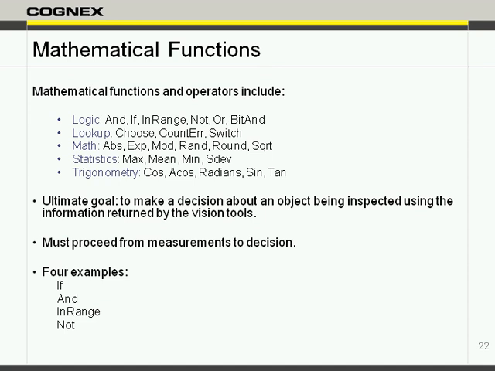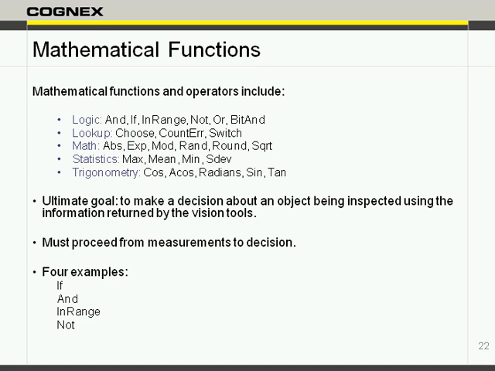So under logic, again, you would have and, if, in range, not, etc. Lookup would be choose, switch, etc. Under the math, you have more complicated functions like exponential, round, square root. You have statistical functions, mean, max, min, and then your trigonometry functions, cosine, sine, tangent, etc. Again, these are mathematical functions that you can add to the spreadsheet.